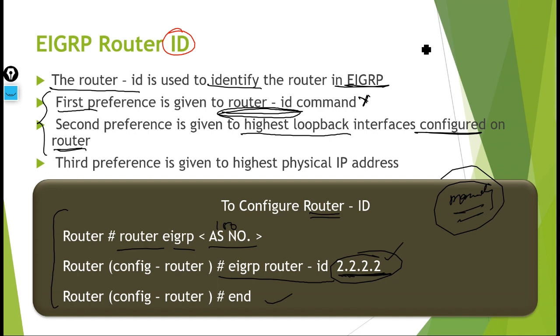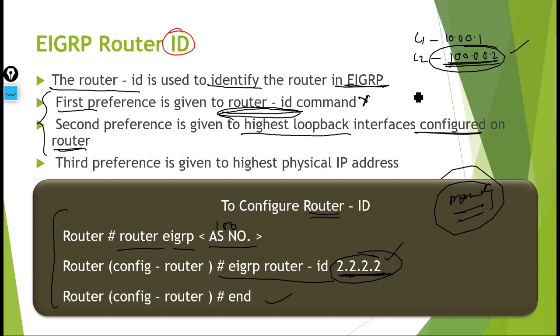Say for example, you have configured loopback 1 and loopback 2. Here loopback 1 has the IP address of 10.0.0.1. Loopback 2 has the IP address of 100.0.0.2. So this is highest, 100.0.0.2. It will become the router ID automatically.